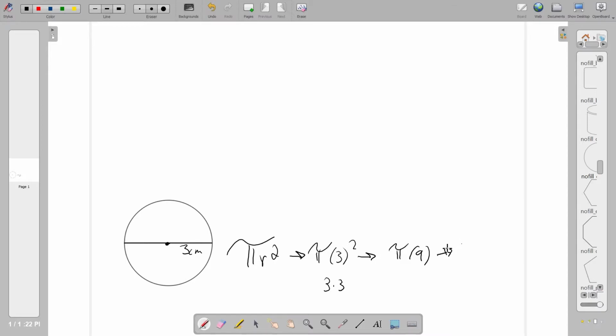approximately 28.26 centimeters squared. So the area of this circle is about 28.26 centimeters squared.